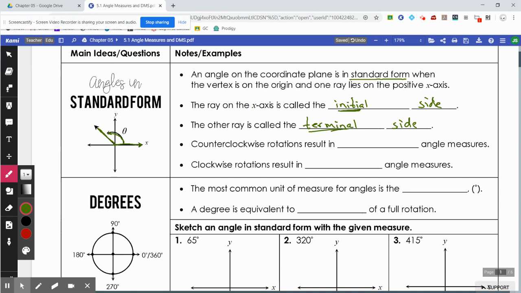So therefore, if we're rotating in a counterclockwise rotation, that would be the positive angle measures. Clockwise rotation, if we're rotating here like a clock, that would be your negative angles.